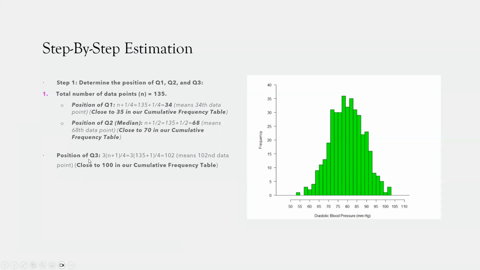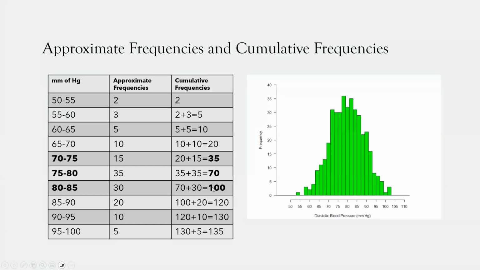And position for the third quartile, we will follow this formula: n plus 1, whole multiplied by 3, divided by 4. So 135, which is our total number of observations, plus 1, then that 136 is going to be multiplied by 3 divided by 4. Our answer is 102, means we have to go up to the 102nd data point, which will be close to 100. 102, close to 100 in our cumulative frequency table here, which is between 80 to 85. That is our third quartile.